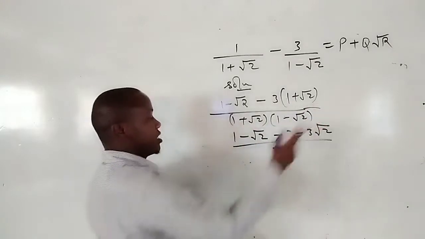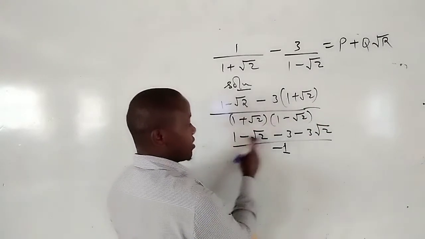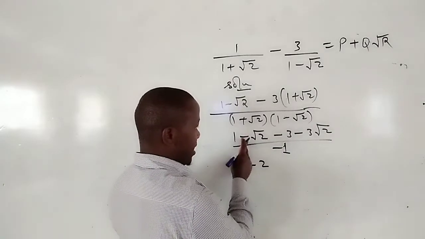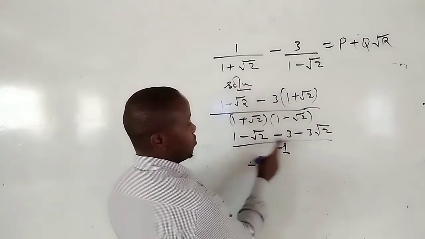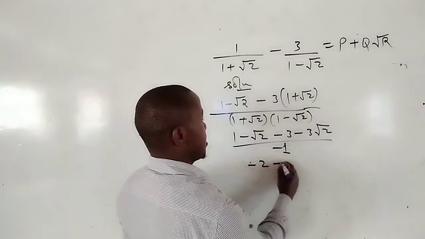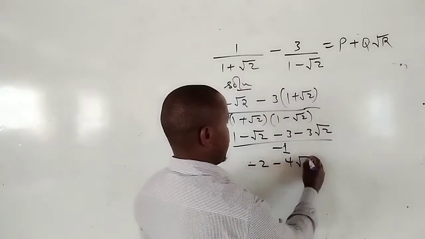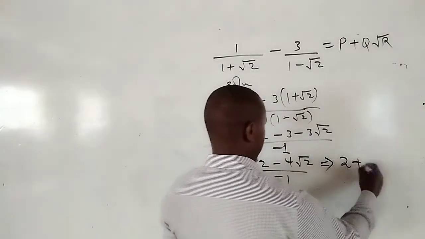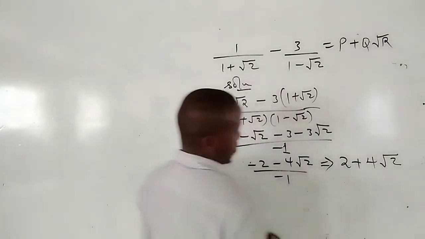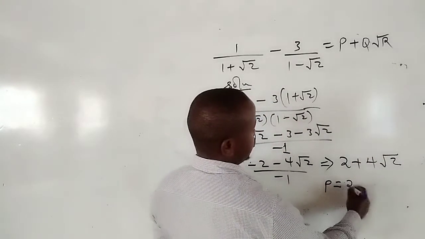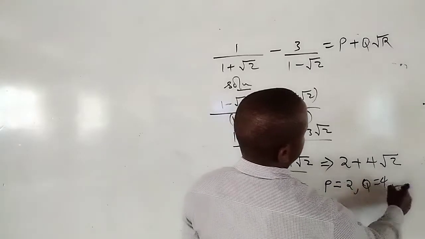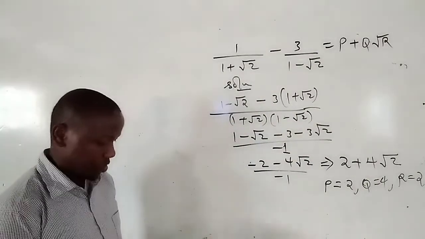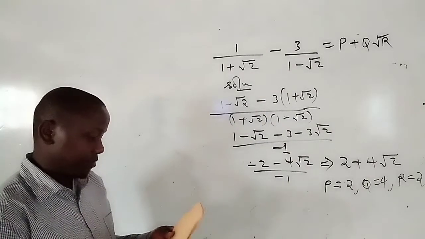You can multiply with the long method. It's okay. So this is 1, this is negative 3, so it becomes negative 2. Minus 2, minus root 2, minus 3 root 2 becomes minus 4 root 2, divided by negative 1. This will simplify to 2 plus 4 root 2, meaning that p is 2, q is 4, and r is 2. So they can be simply expressed as that.